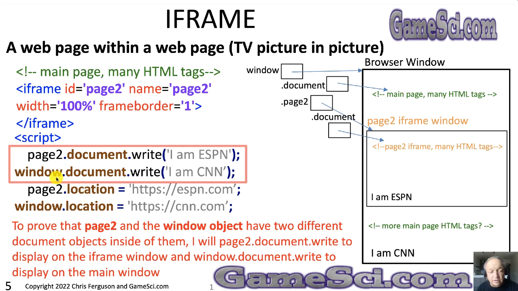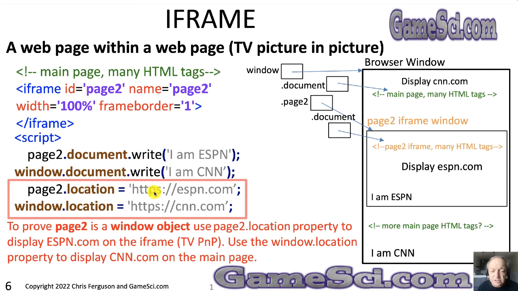This is very similar to if I went to the window object and said go to its document object, which is every HTML tag on the main page, and I write "I'm CNN" to that web page. I can't stress enough, I have two web pages loaded, so I have two document objects. That's all I'm trying to illustrate here. Two web pages loaded, two document objects.